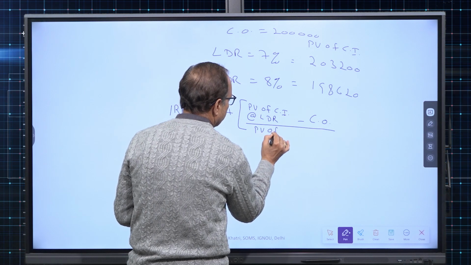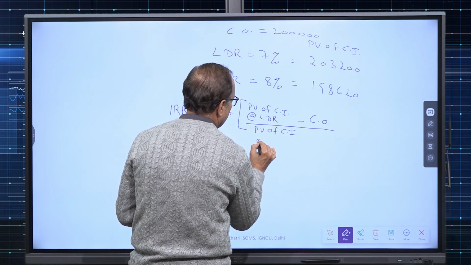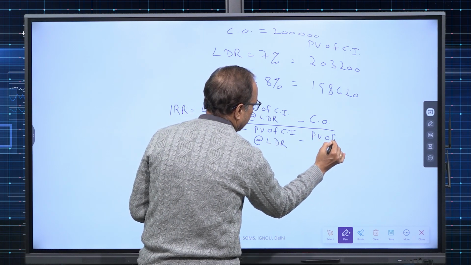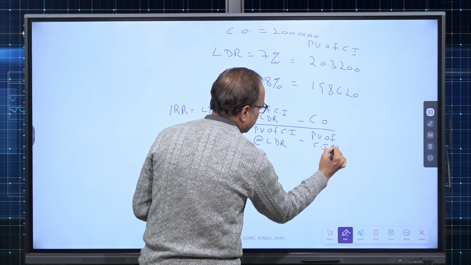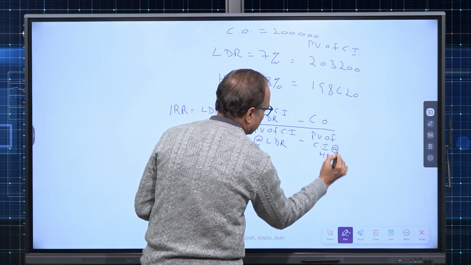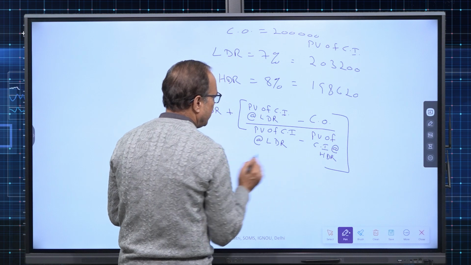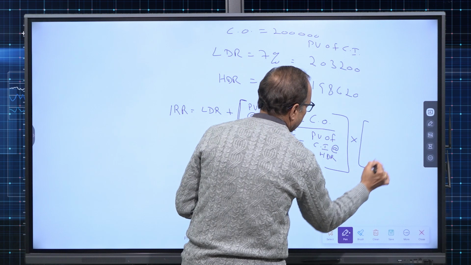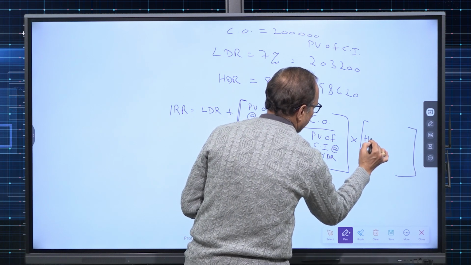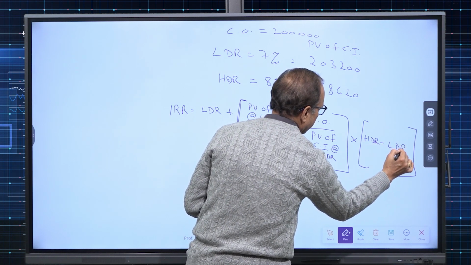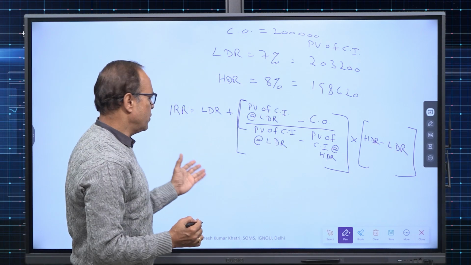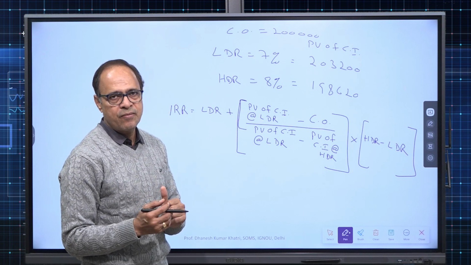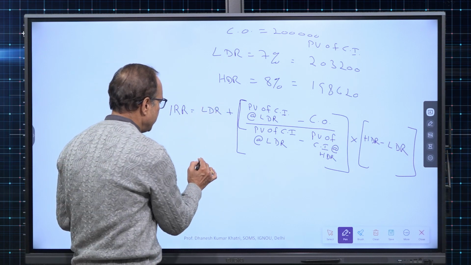Then PV of cash inflow at the rate of LDR minus PV of cash inflow at the rate of HDR. So, this formula will be used, and this will be multiplied with the difference between both the rates, HDR and LDR. So, a similar formula we used for the annuity case also, but instead of PV of cash inflow we were using the factor. Now, do the approximation.